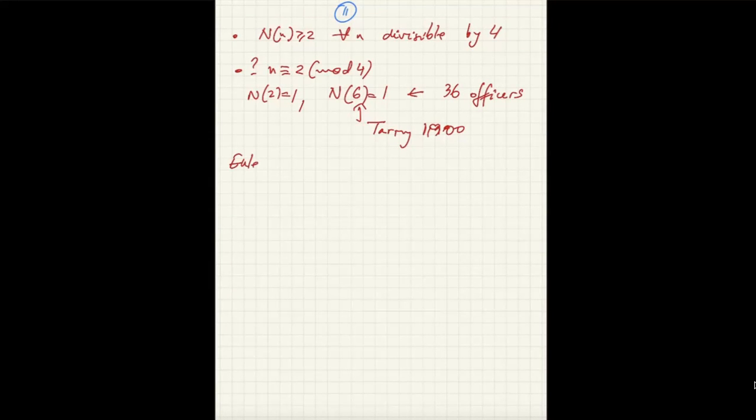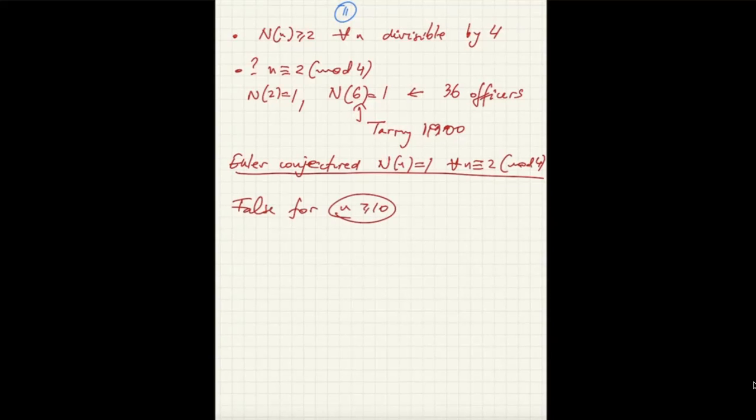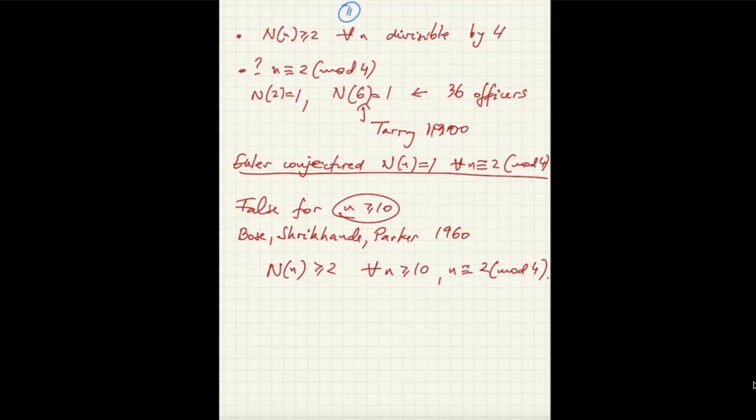So Euler conjectured that N(n) is 1 for every n congruent to 2 mod 4. And it turns out that this is false for n greater or equal to 10. And this was proved by Bose, Shrikhande, and Parker in the 1960s. And they proved that N(n) is greater or equal to 2. So you can always find two orthogonal Latin squares for every n greater or equal to 10 and congruent to 2 mod 4.